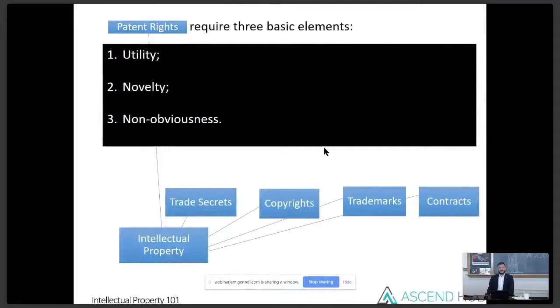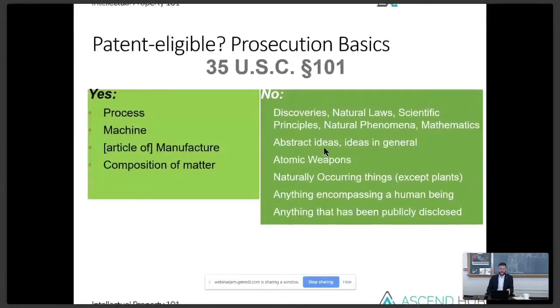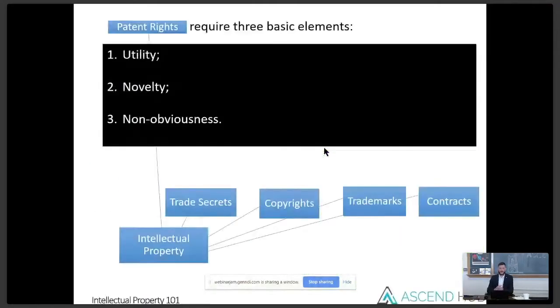So we talked a little bit about this, but patent rights require three basic elements to make a patent application. You have to have utility, novelty, and non-obviousness. What we talk about with utility is usefulness, novelty is newness, and non-obviousness is what we talked about in comparison to all prior art. It has to be non-obvious to somebody who's reasonably skilled in the area of that subject invention.